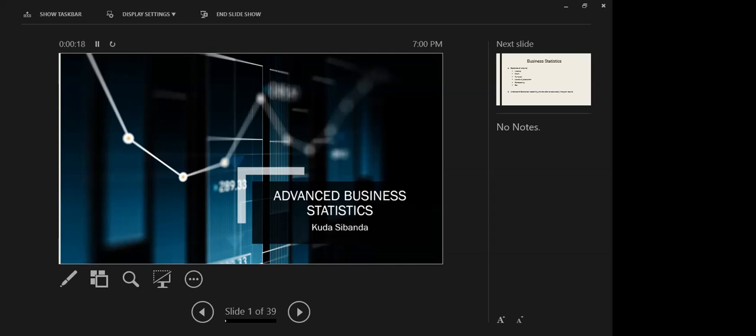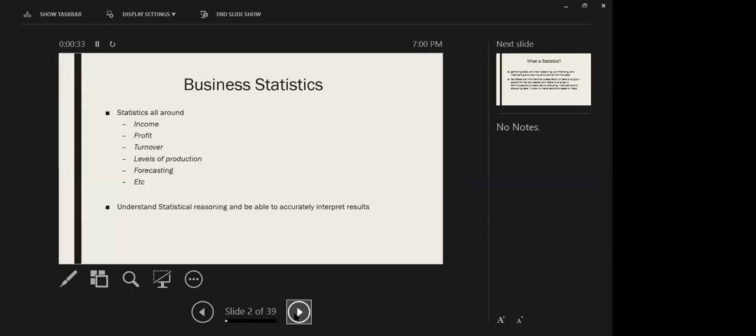Advanced business statistics. So statistics, it's just the same, right? It's just the same all over the world. It doesn't change. The principles of statistics, it's all the same. So what I'm going to do is I'm just going to give you a background of what statistics is all about, right? And maybe one or two things that we're going to cover during the lectures that we're going to have, right, for those that are going to come in.